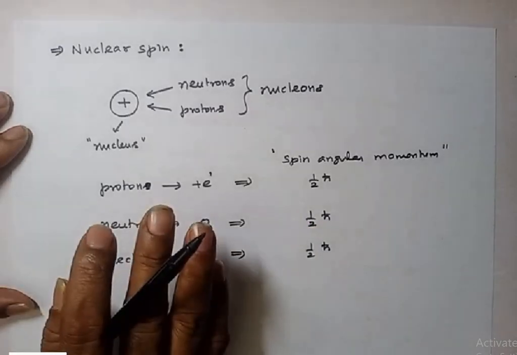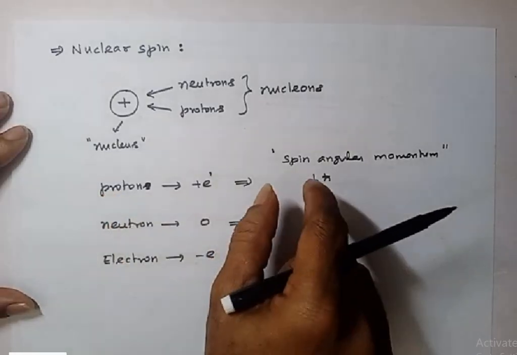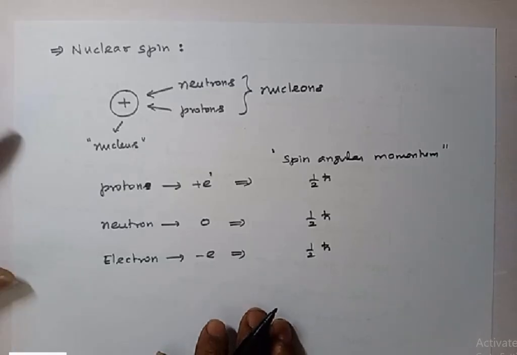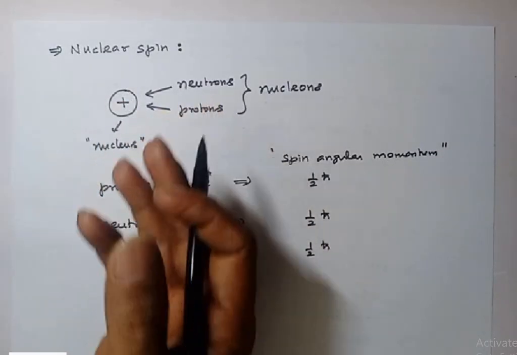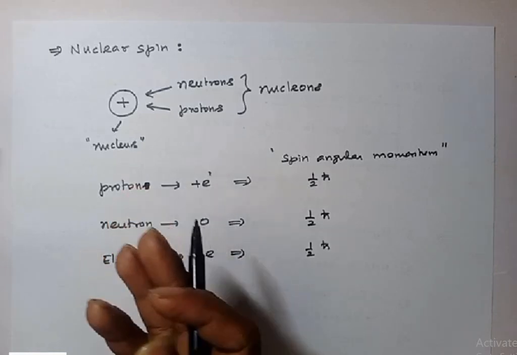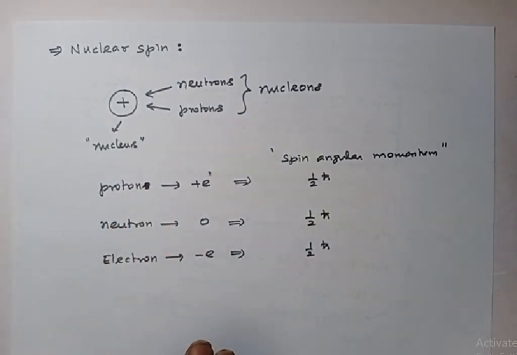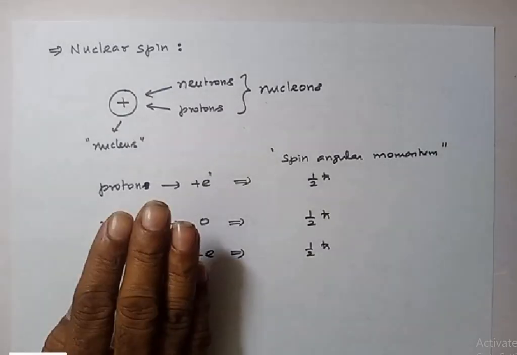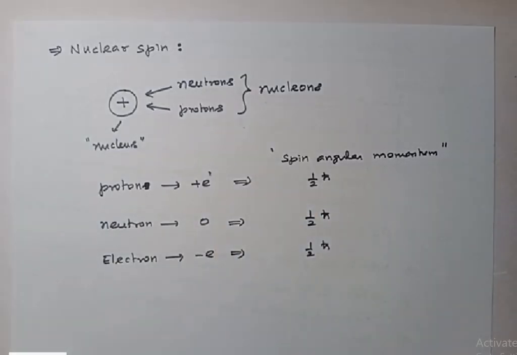Now listen. Since protons and neutrons have spin, why do they have spin? We'll discuss. So the nucleus may also have spin depending upon how many protons and how many neutrons are present. So individual proton, individual neutron, they have the property called spin. Now a nucleus may contain one or more protons. A nucleus may contain one or more neutrons.